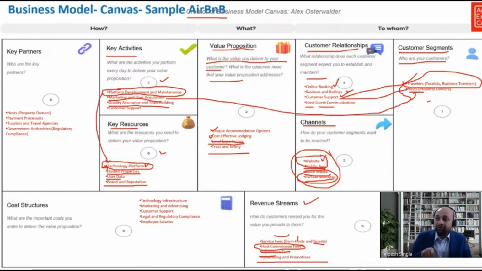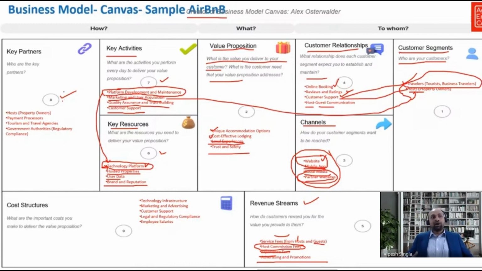Also they help the host in improving the quality of experience they are going to have with the customer, and they help build trust as well, because when the product which the traveler is going to use is actually what is advertised, then there will be more trust in the community, right? And the next key activity is customer support. Okay, so these are the key activities which Airbnb performs. So this was section 7, key activities.